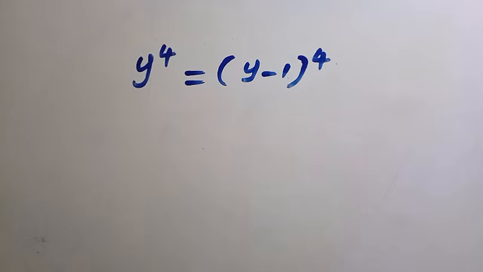If this problem could be solved this way, how do you solve your own? We are given y to the power of 4 equals (y minus 1) to the power of 4. So let's try to provide all the solutions that satisfy this. But before that, you can give it a try while pausing this video and drop the answer in the comment box.